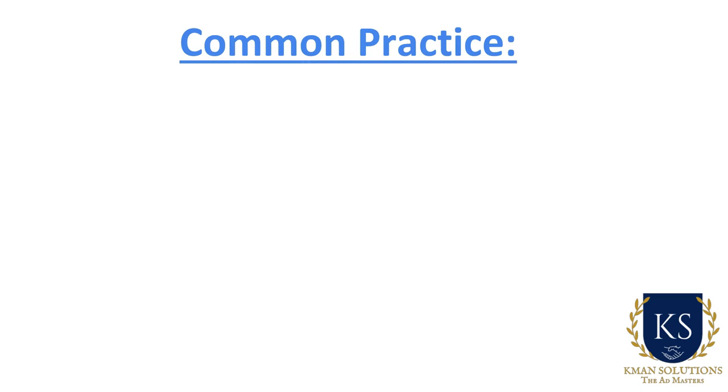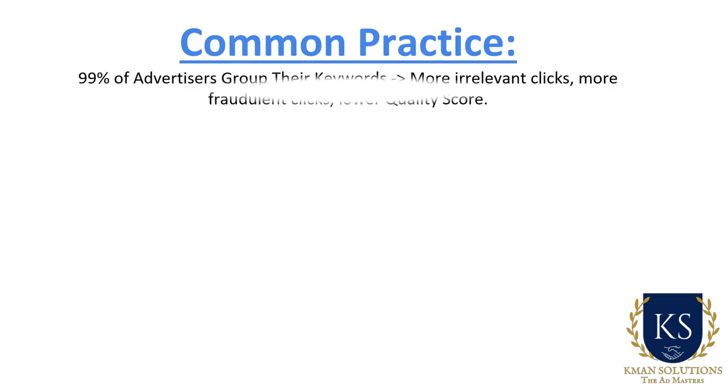But what I really wanted to talk to you about is the common practices with 99% of advertisers, and what they're doing is they're grouping their keywords. So this is what it boils down to. When you group your keywords, you have more irrelevant clicks, more fraudulent clicks, and a lower quality score.